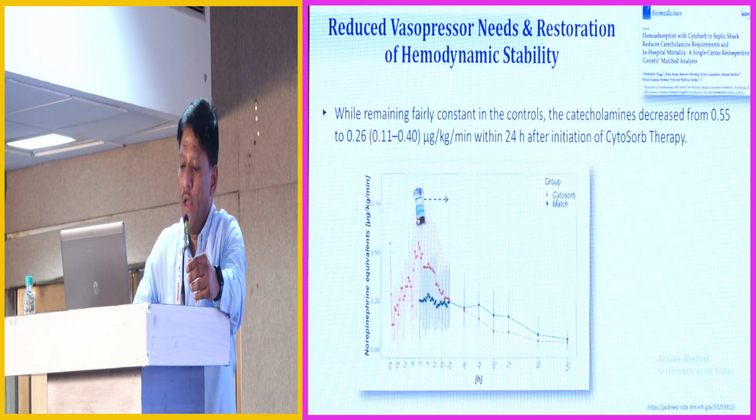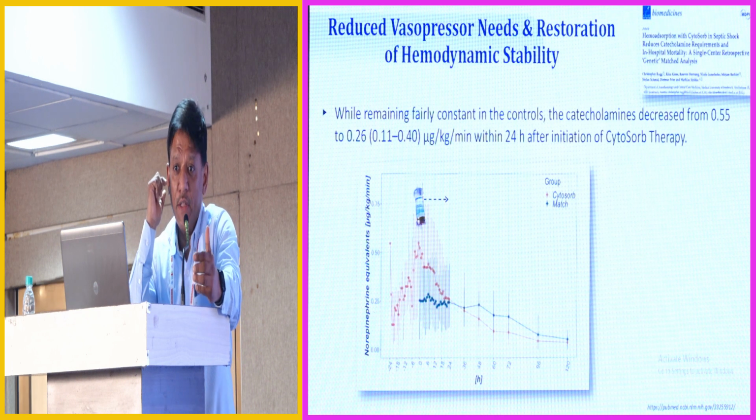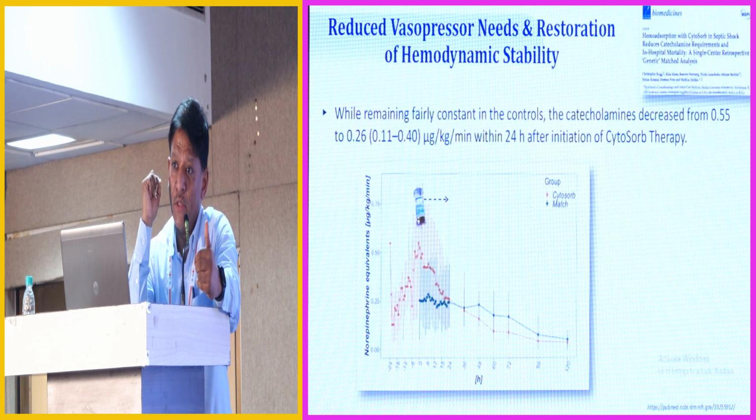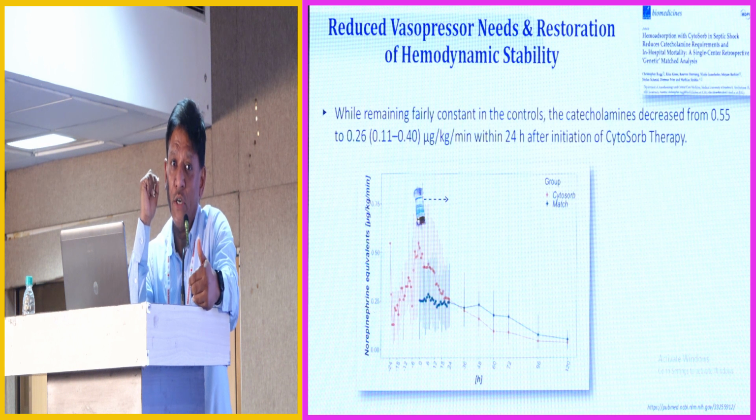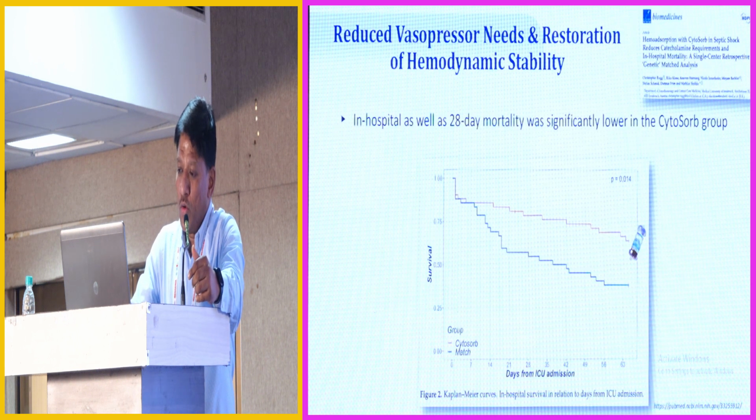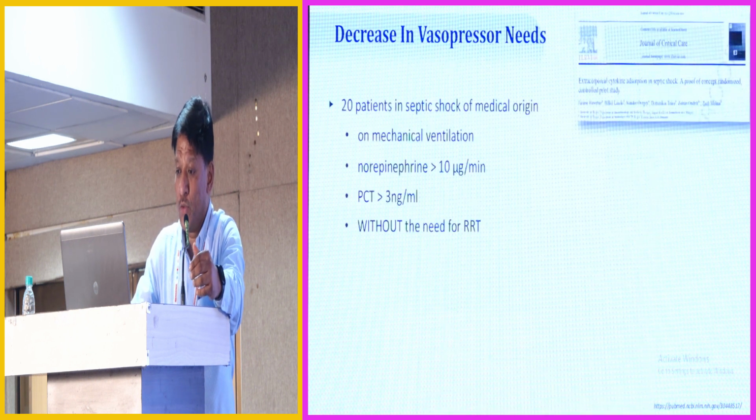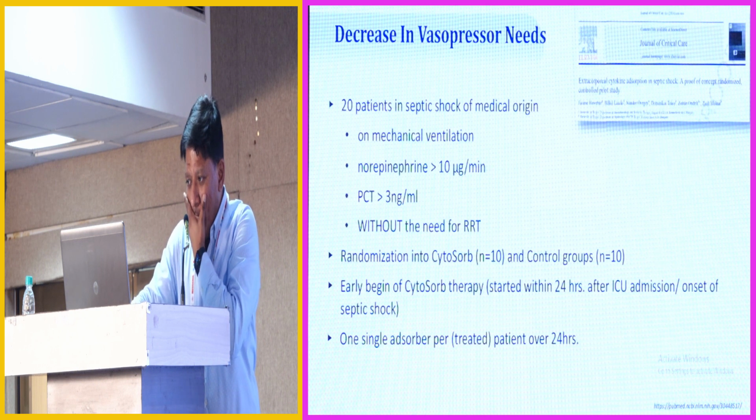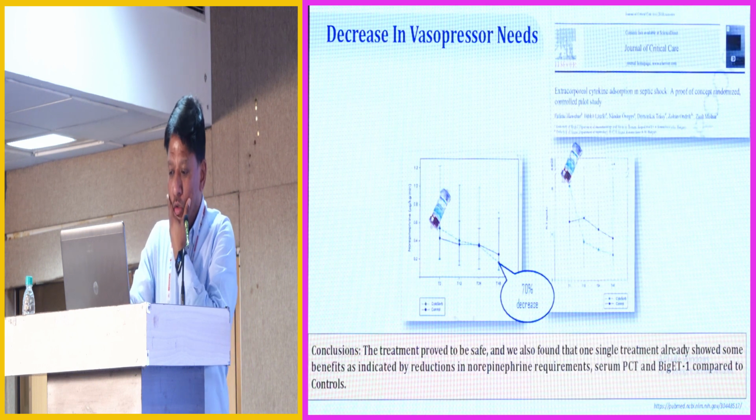And ultimately it was shown that, like the earlier study, there was a significant reduction in the vasopressor requirement in the patients who got Cytosorb with CRRT. And also when they extrapolated the data, they found improved mortality at 28 days. So I'll skip a few of the slides.